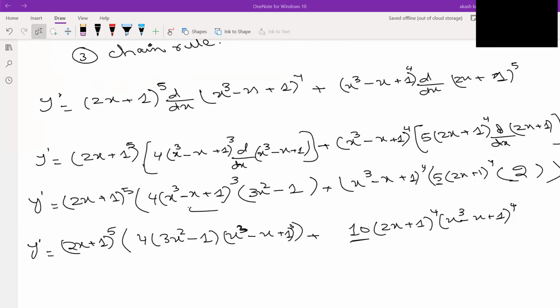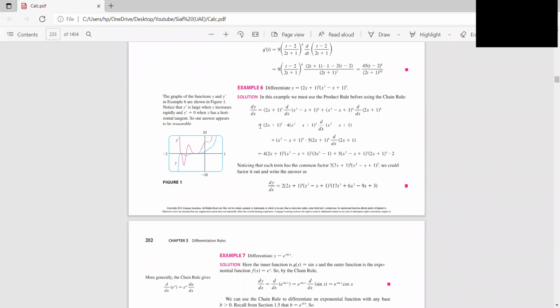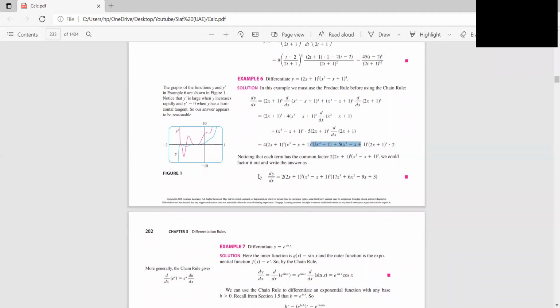In the book, I think they might have simplified it further. That's the book answer. We have got the same. For 2x plus 1 power 5, x cube minus x plus 1 power cube, and 3x square minus 1, yes, plus 5 times 2 is 10 power 4 power 4. It's till this part, we have got the same answer. And then noticing that each term has a common factor.